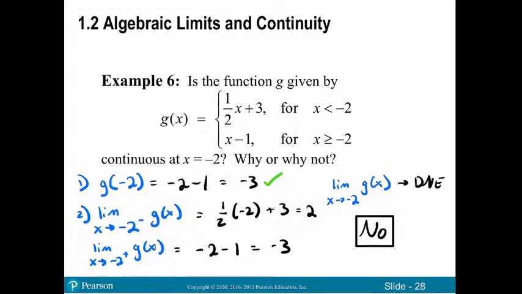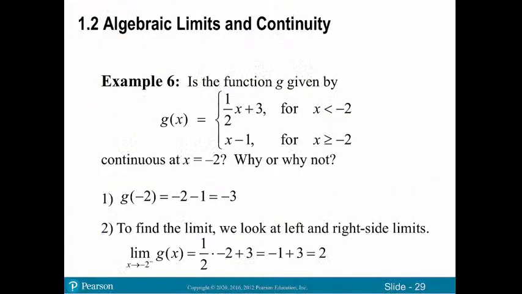Because again, one of the stipulations is that the limit has to exist. We showed that the limit does not exist, so it does not exist. I'm going to just mark it with the red. That one failed. Okay.